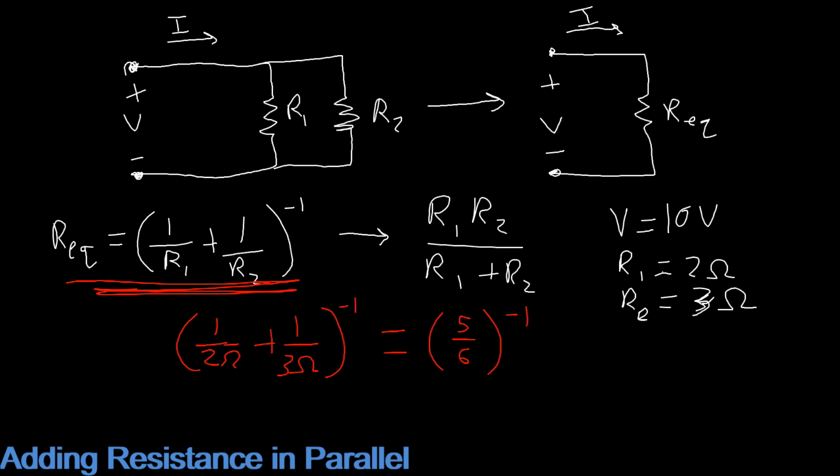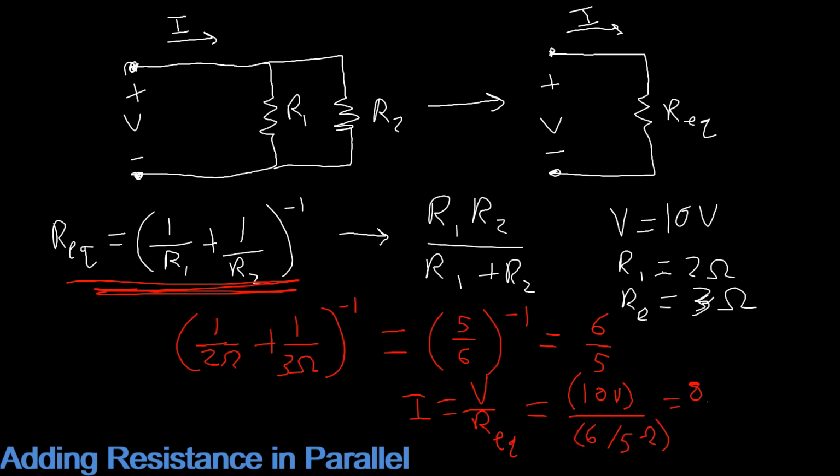Now when solving for our current, as we remember from earlier, our current is equivalent to our voltage drop divided by our equivalent resistance, right? So our voltage is 10 volts, and our equivalent resistance is 6 over 5 ohms, which can, in other words, be just given as 8.33 amps, or it could be given as 25 over 3 amps.